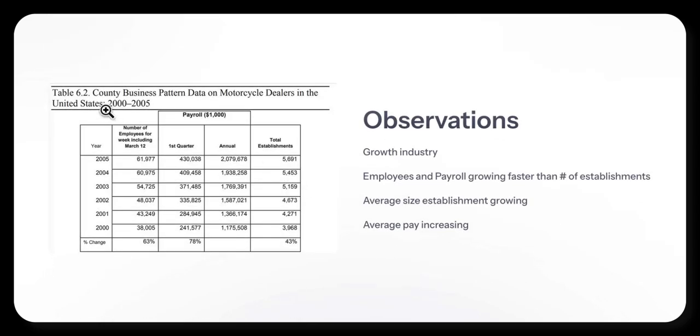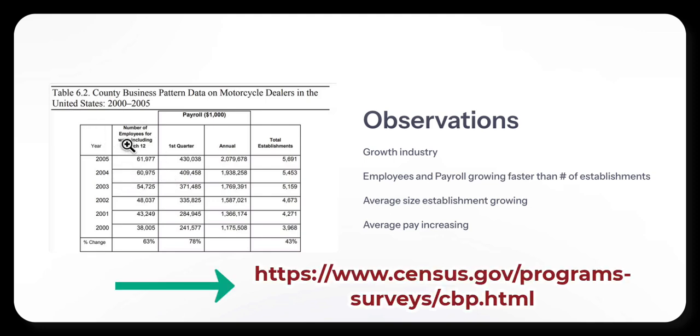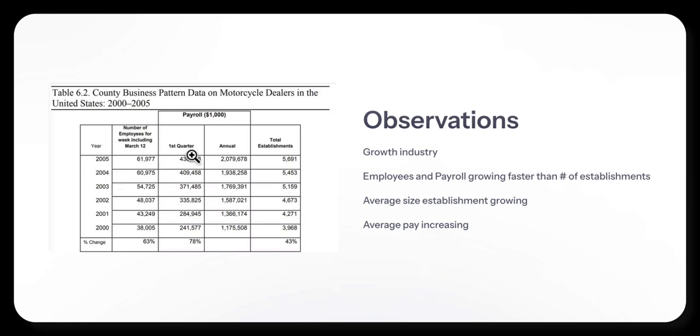So going back to the county business pattern data, now that you've seen the NAICS code, we go to the county business pattern data for motorcycle dealers in the U.S. This is some old data here, but you can see total establishments. From 2000 to 2005, there was particularly a growth in motorcycle dealers. You'll also be able to find their payroll information, the size of establishments, and their payroll increase, first quarter and annual.